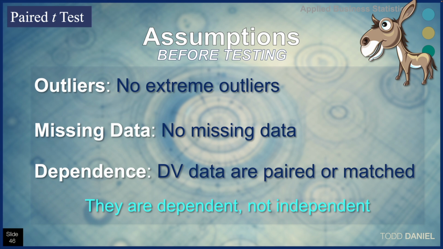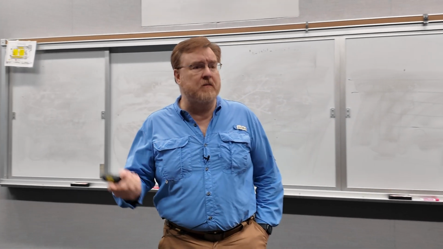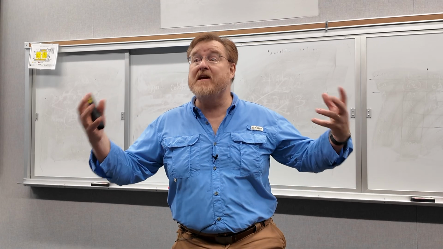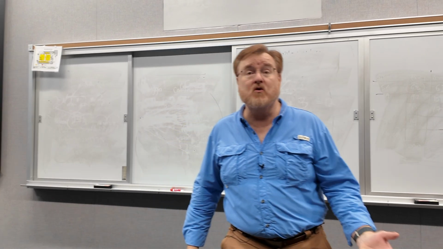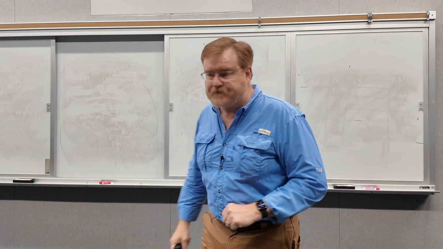And then with dependence, this is the opposite of independence, we're using a paired sample t-test because the assumption of independence has been violated. These dependent variable data are dependent. They are paired or matched. We know that going in. So sometimes when an assumption is violated, it doesn't mean that something has gone horribly wrong. Maybe that's a feature, not a bug. We simply use the test that is appropriate to the type of data that we have.